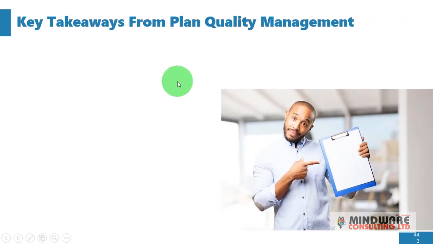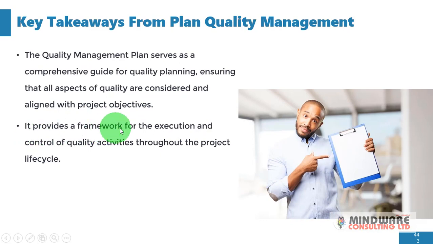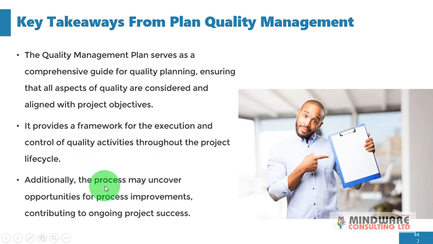Now let's look at key takeaways from the plan quality management. The quality management plan serves as a comprehensive guide for quality planning, ensuring that all aspects of quality are considered and aligned with project objectives. It provides a framework for the execution and control of quality activities throughout the project life cycle. Additionally, the process may uncover opportunities for process improvements, contributing to ongoing project success. So that's it for the plan quality management.